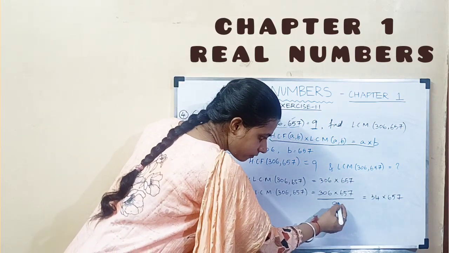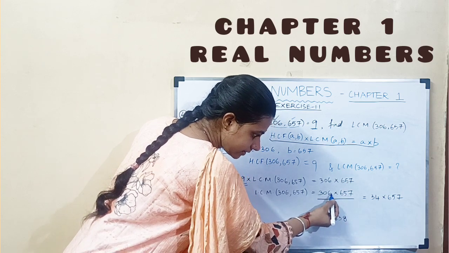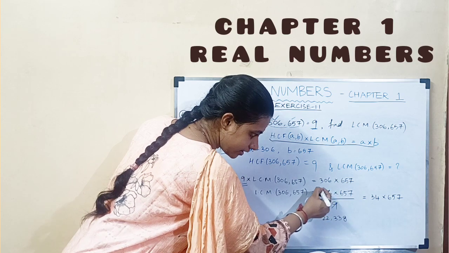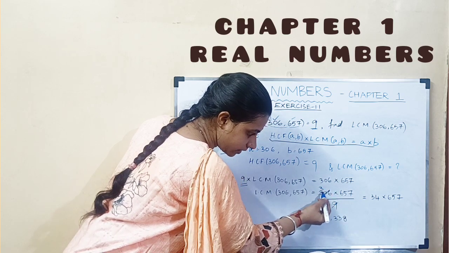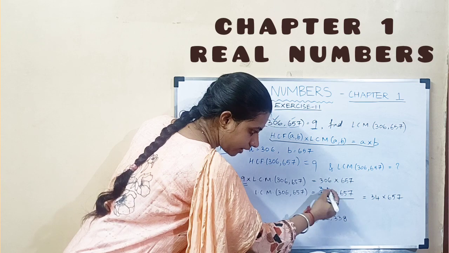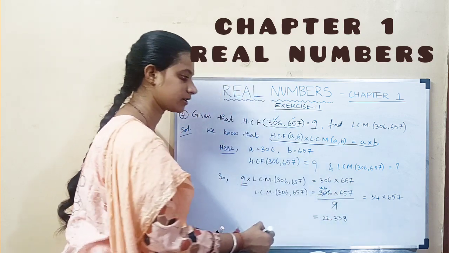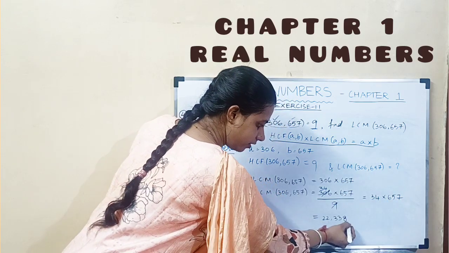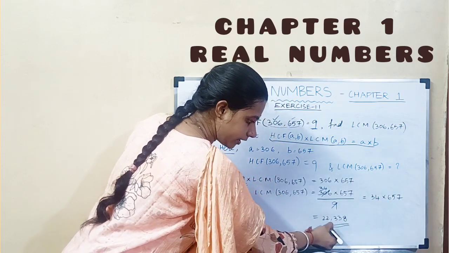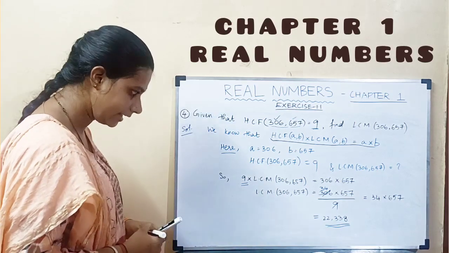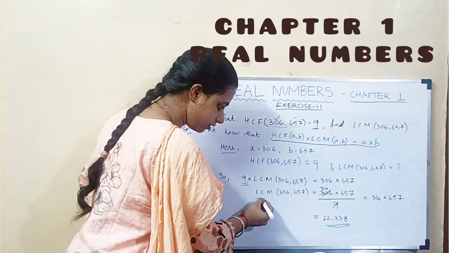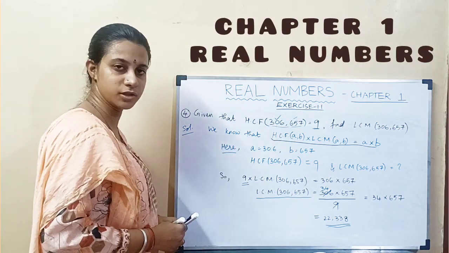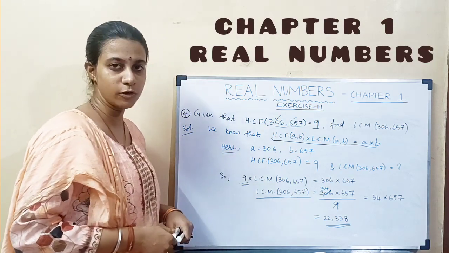Now 306 is divisible by 9, so we can cancel it like 9 3s are 27, 30 minus 27 will be 3, so 9 4s are 36. So it will be equal to 34 into 657, and we get 22,338 as the LCM of the given numbers. And this is what we had to find in this question, and we have found it. Now let's move on to the fifth question.